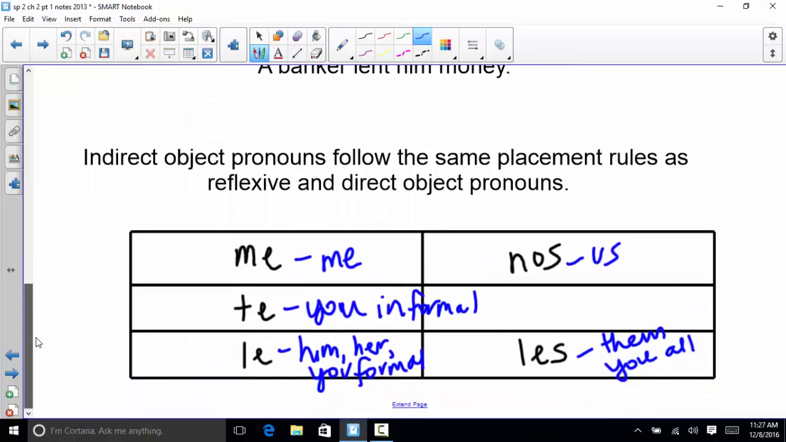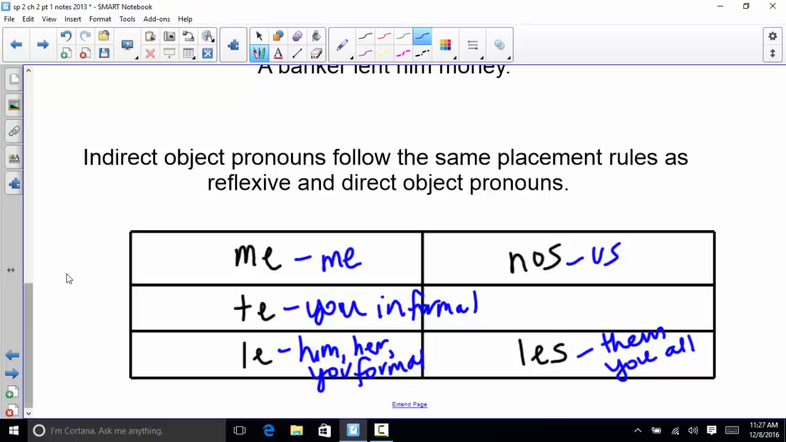Okay, so here are your indirect object pronouns, and you'll probably recognize them because they are the same pronouns that we use with gustar. So they are me, te, le, nos, and les. Okay, me is going to mean me. Te would be you informal. Le would be him, her, or you formal. Nos would be us. And les can mean them or you all.